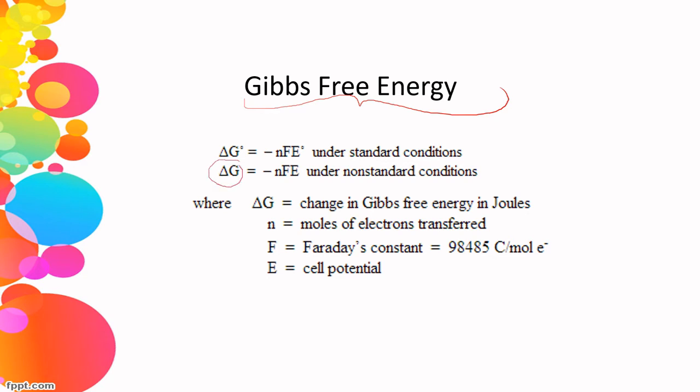Okay, so this represents the Gibbs free energy. If we have delta G naught, it is equal to minus nFE naught cell. And if the Gibbs free energy is not for standard state, it is minus nFE cell without the standard symbol. G means change in Gibbs free energy in joules, n is the number of moles of electrons transferred, F is the Faraday constant, and E is the cell potential.